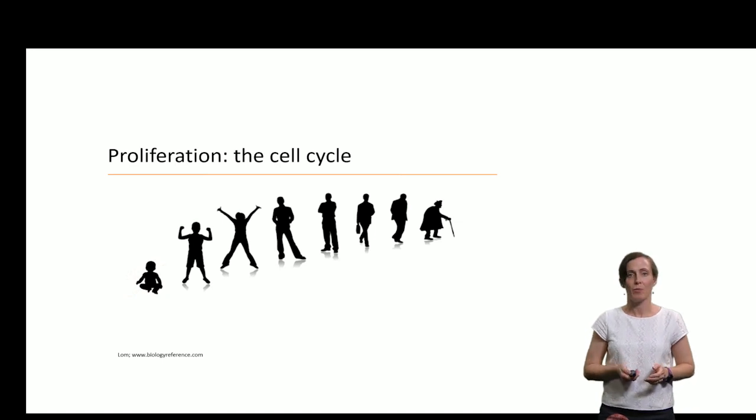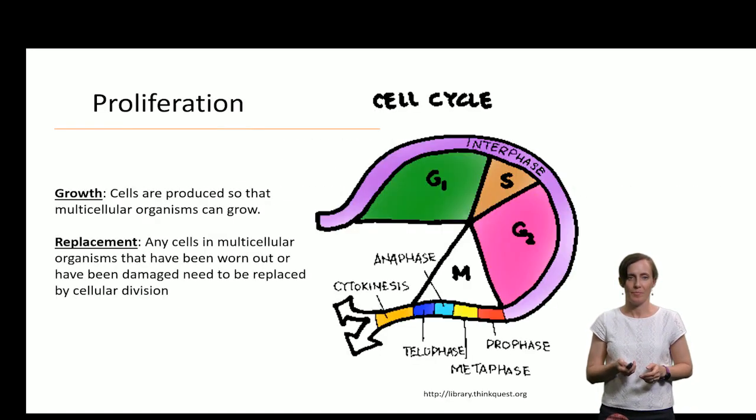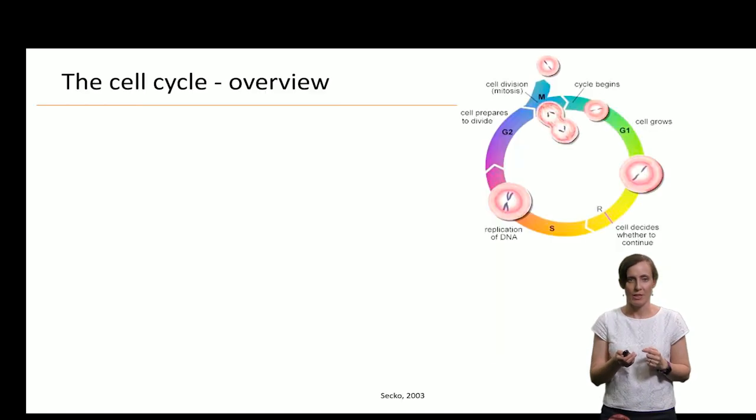Okay, let's talk about proliferation and the cell cycle. So we need growth to produce multicellular organisms and to replace cells that are worn out during homeostasis. And there's various different parts of the cell cycle, and you can see the example cartoon of it just here.